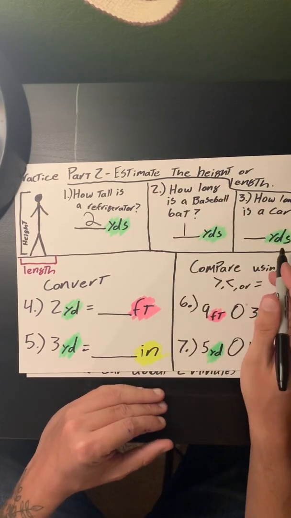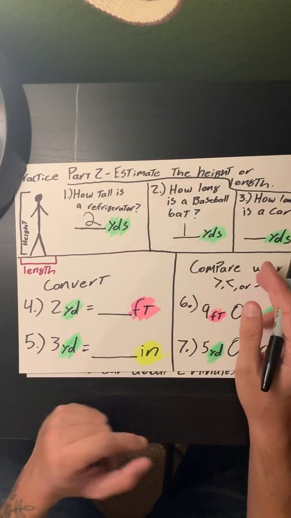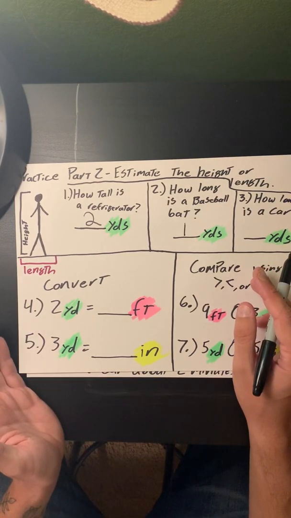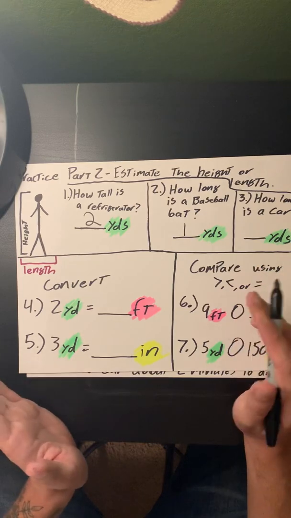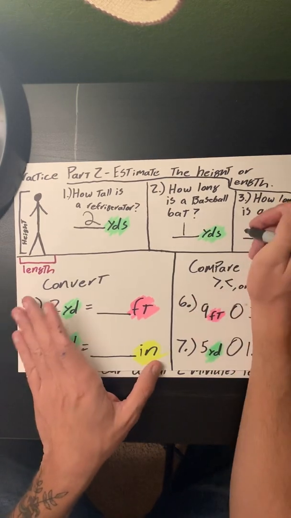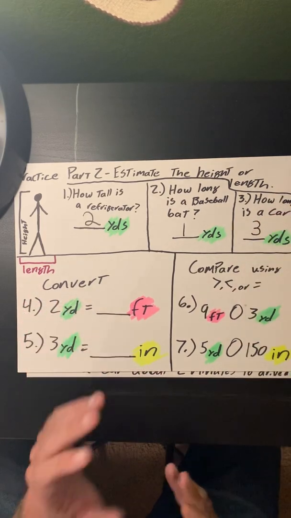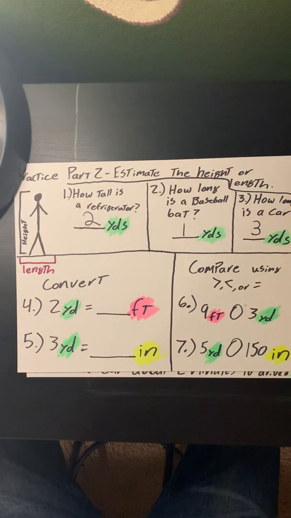The length of a car, now everybody's car might be a little bit different, but it's definitely going to be about 3 to 4 yards. Some cars are a little shorter than others, some are a little bit longer, but if you were to measure it out, it would be about 10 to 12 feet, or about 3 to 4 yards, okay?